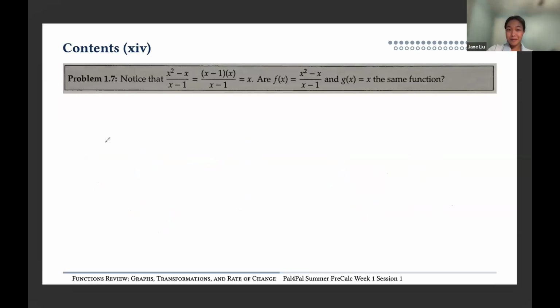Steven, you muted yourself. So now we cannot hear you talk. Well, anyway, you should try this problem now.